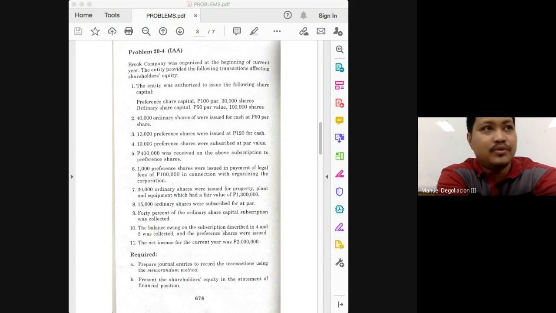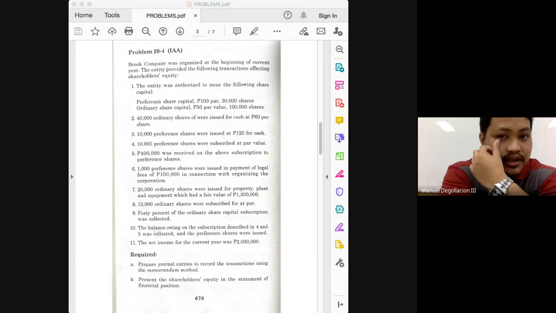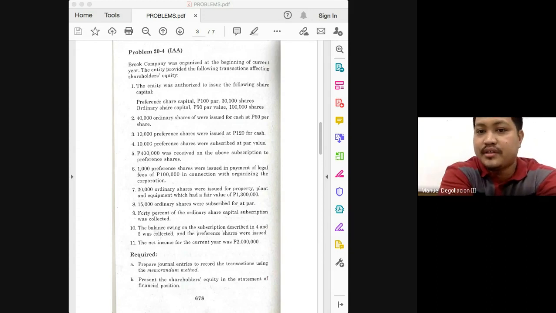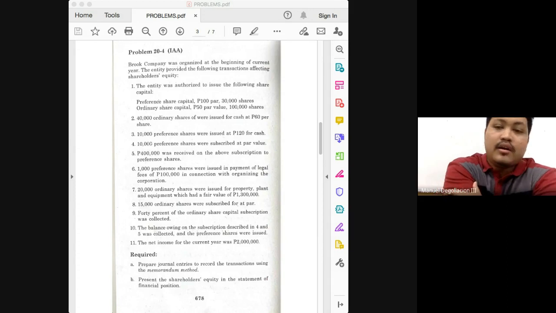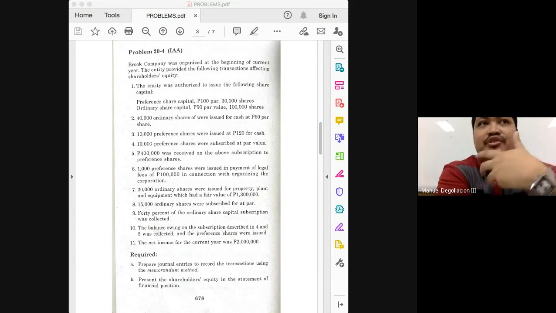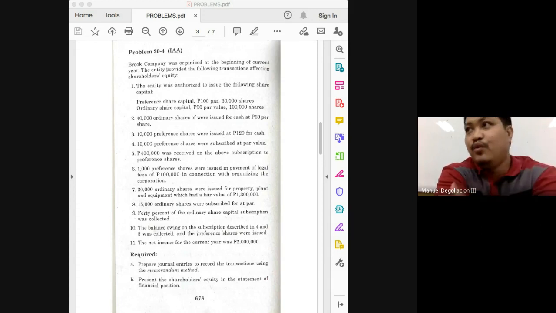Let's proceed to number two. For number two, the transaction states 40,000 ordinary shares were issued for cash at 60 pesos per share. Okay, what does this tell us? That these shares were already paid in full, class. And how are we able to arrive at that conclusion? Why can we say that these 40,000 shares were already paid in full?